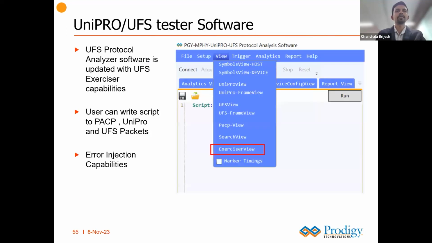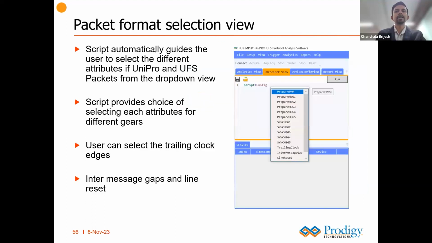Next, please. Okay, so as I mentioned, we have one software which can do analysis as well as exercise. So you can go to View and select the exerciser view. Okay, and next. We have all three levels of control: M-PHY, UniPro, and UFS layer. We are not using any PHY chips, so we have very good control over all these three layers.